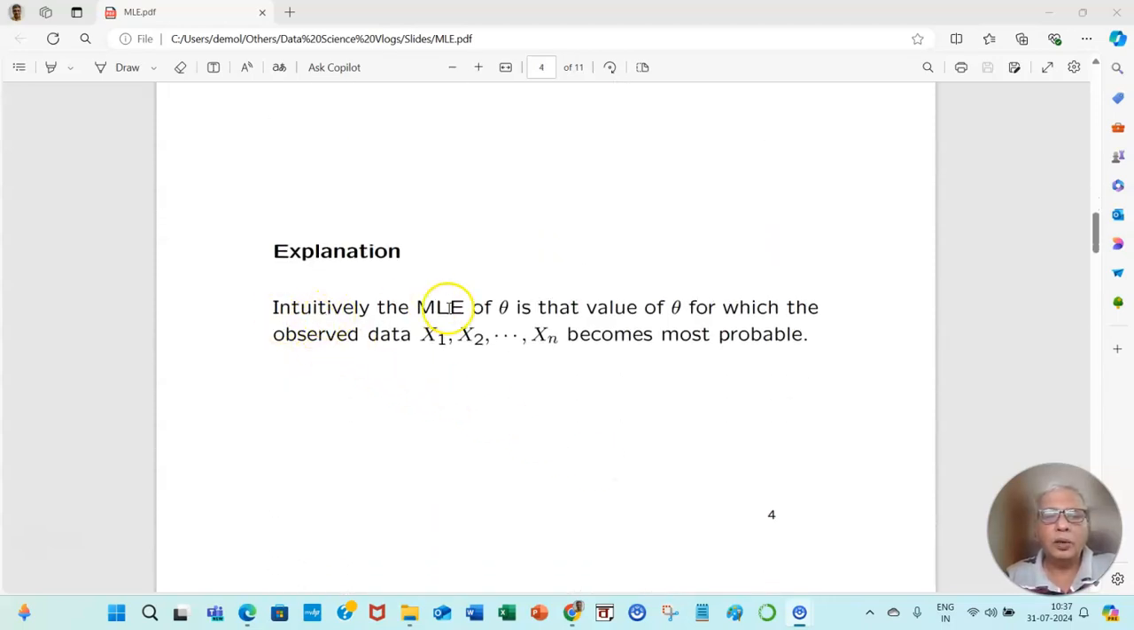Intuitively, the maximum likelihood estimate of theta is the value of theta for which the observed x1, x2, xn becomes most probable. There is huge literature on the properness of this assumption, but this is the way we define the maximum likelihood estimate.